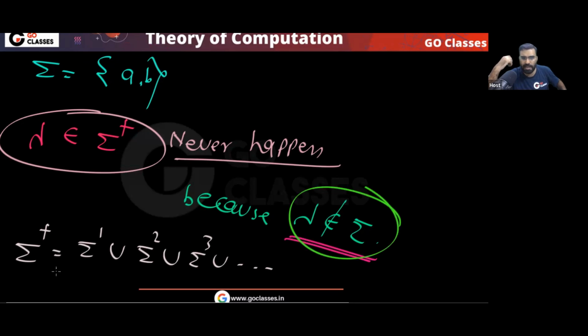Okay, so this is the idea. Sigma does not contain the empty string. Alphabet does not contain the empty string. Alphabet never contains the empty string. I told you, the empty string never belongs to sigma, never belongs to the alphabet.